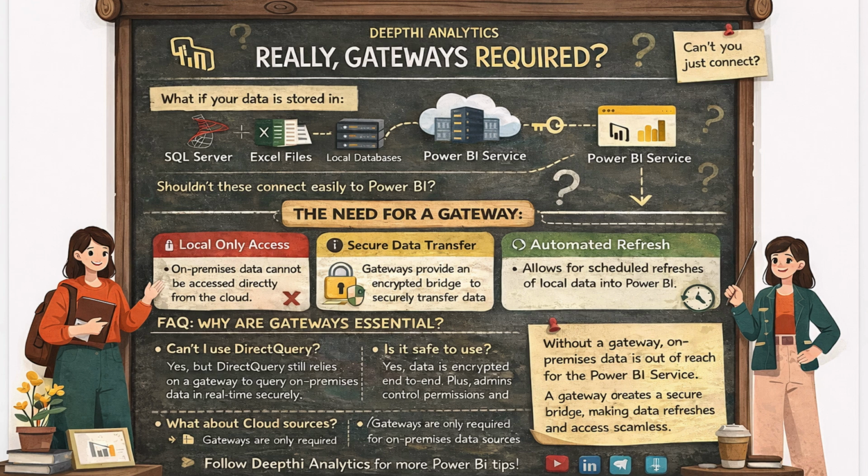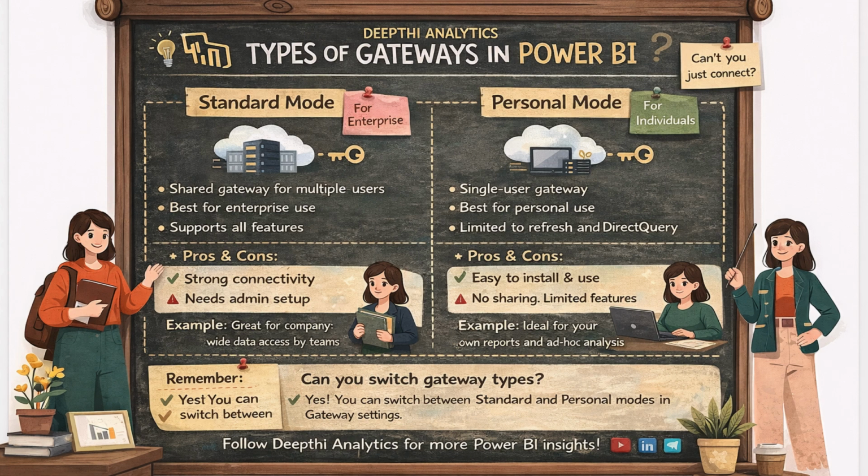Because Power BI service runs in the cloud. It cannot directly access your local network. A gateway acts as a secure encrypted bridge between your on-premises data and the Power BI service. It enables scheduled refresh, direct query, and secure real-time access without exposing your internal systems. So remember, cloud data, no gateway. On-premises data, gateway mandatory.